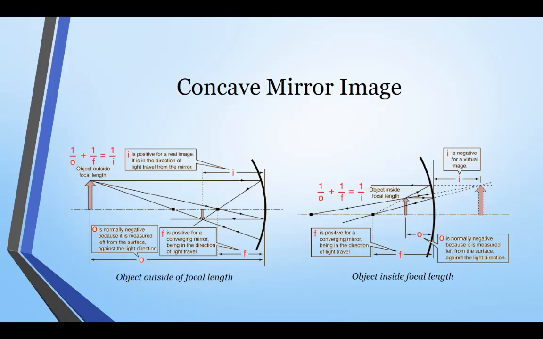Also notice that on the right example, when the object is inside the focal length, the arrow is still upright. On the other side, when the object is outside of the focal length, the image appears to be inverted. Again, keep in mind O is the distance to the object, F is the distance to the focal point, and I is the distance to the image that you're seeing.